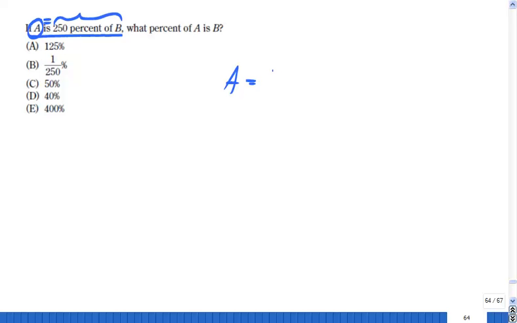250% of B, you guys remember, we write this as multiplying the percent by the quantity and dividing everything by 100. Obviously you can simplify here by 0, and by 5. 5 goes in 25 5 times, 5 goes in 10 2 times. So my new equation looks like A is 5/2 of B.